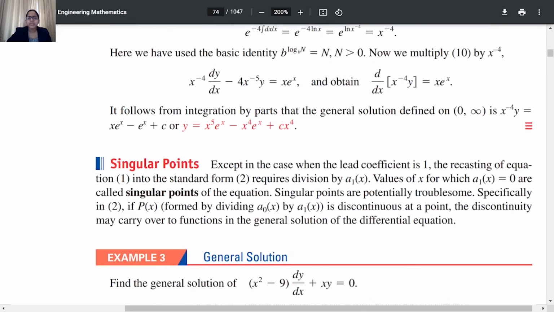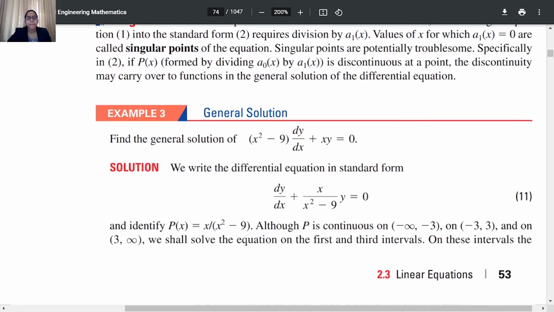Now we are again coming to the concept of singular points and all. So that's what I had mentioned. When we are converting it into standard form, you have to keep in mind that a1 of x, that is the term in the denominator, must be non-zero, right? So if we consider a singular point, it will be the point where a1 of x is 0 clearly.